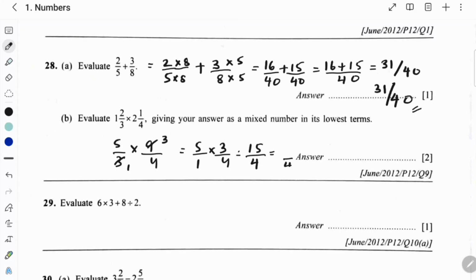So read the times table of 4. 4 ones are 4, 4 twos are 8, 4 threes are 12, 4 fours are 16. 16 is more than 15, so stop at 3. 4 threes are 12, and 12 and 3 makes 15. So the remainder is 3. So 3 whole 3 over 4. If you want to do it by long division, you can also do it that way.